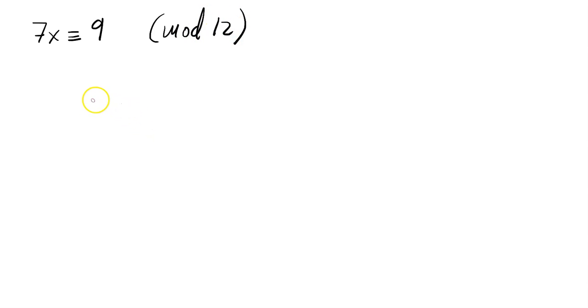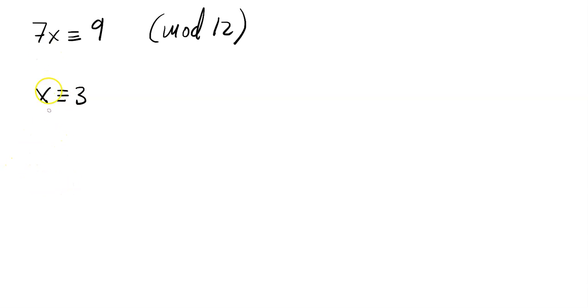So let's say that we want to find solutions to this one. Here it's easy just to test. We test the numbers 0, 1, 2, 3 up to 11 to see what is a solution. If we do that, then we'll find out that 3 is the only solution. So 7 times 3 is 21, and 21 is congruent with 9 modulo 12. And that's the only solution if you test.